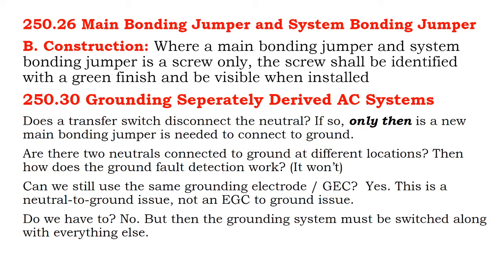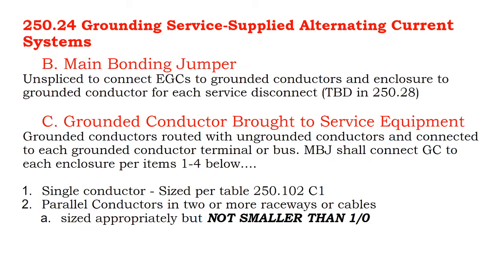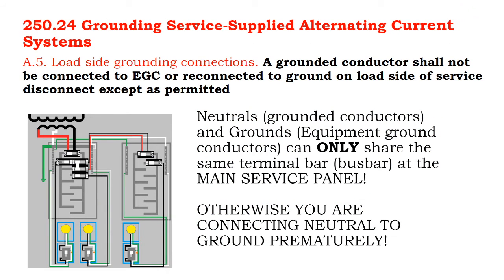Main bonding jumper. Where a main bonding jumper and a system bonding jumper is a screw only, the screw should be identified with a green finish and be visible when installed. So sometimes you'll take that neutral bar and you'll say, okay, the back of this box is connected to ground. And to connect the neutral to ground, you'll take a green screw and you'll screw it into the back of the box to make the jump between neutral to ground, as if this were a standalone box.